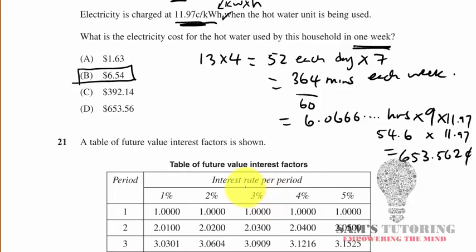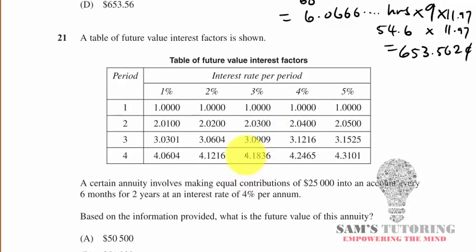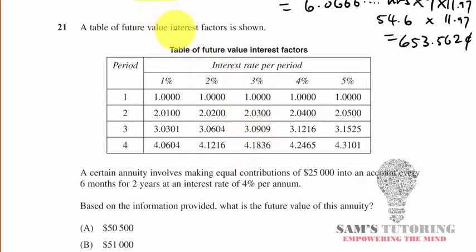Okay, now let's do another one. Let's do these tables. A table of future value interest factors is shown. A certain annuity involves making equal contributions of $25,000 into an account every 6 months for 2 years, at an interest rate of 4% per annum. Based on the information, what is the future value of this annuity?